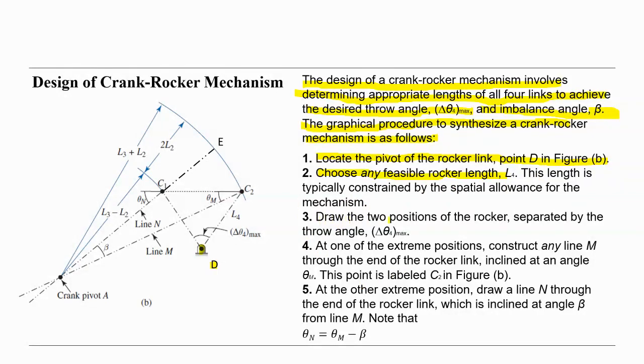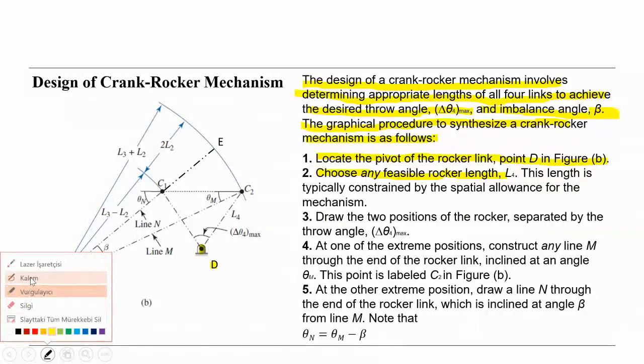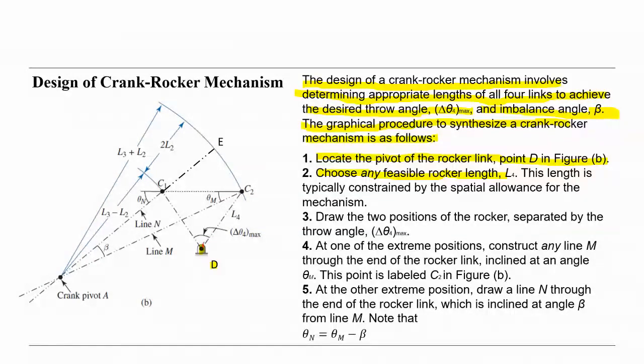So there are the two positions of the rocker. Let's say we select the length L4 here, and there are the positions C1 and C2, because this angle is also given. Well, there are the two positions of the rocker. We showed the throw angles also here.